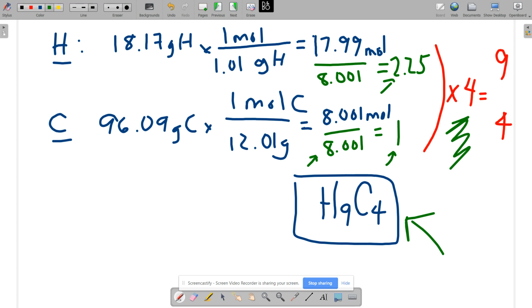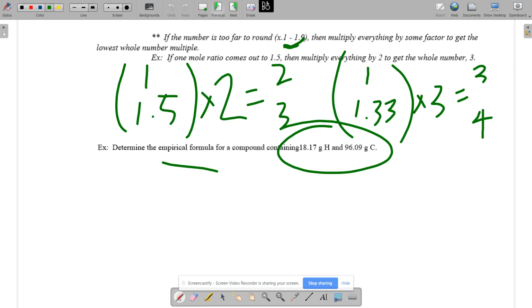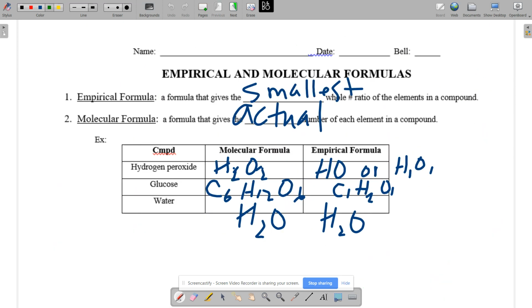So we've got one more thing to learn. What about molecular formulas? This is super easy. The truth of it is the molecular formula is always some multiple of the empirical formula in both mass and subscript. So I'm just going to go back to this very first part. You remember this little table?